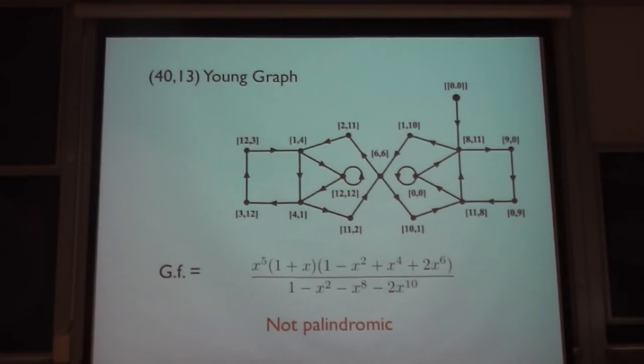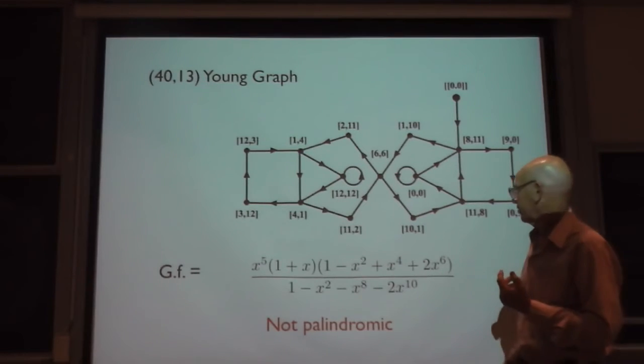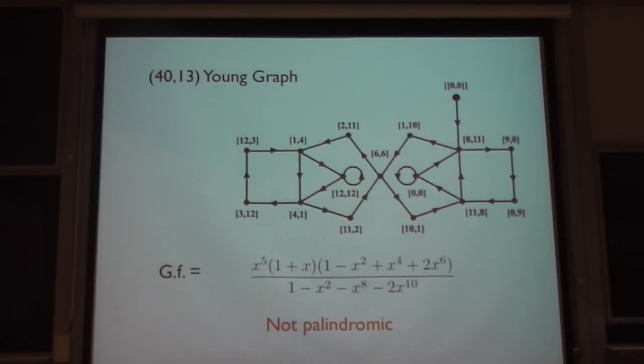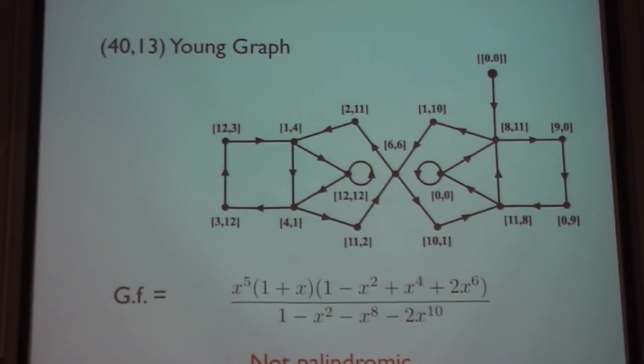On the other hand, the 4013 Young graph looks like that. Its generating function is that, and this is not palindromic. There's no possible choice of gamma such that you can say that all the reverse multiples are of the form gamma times a palindrome.